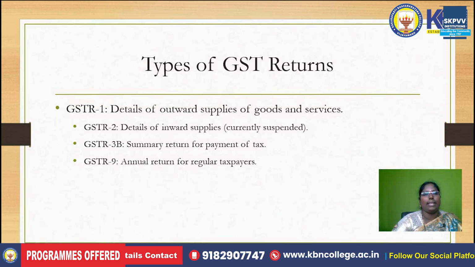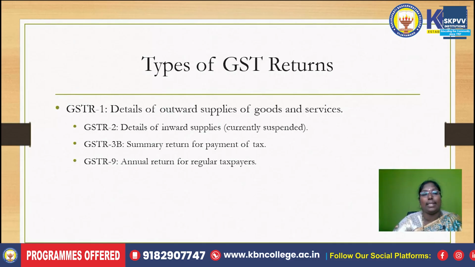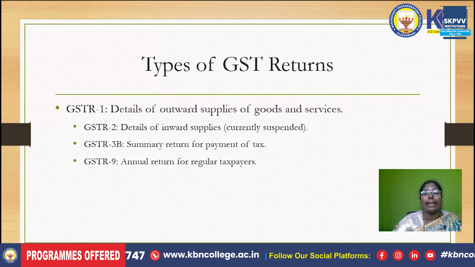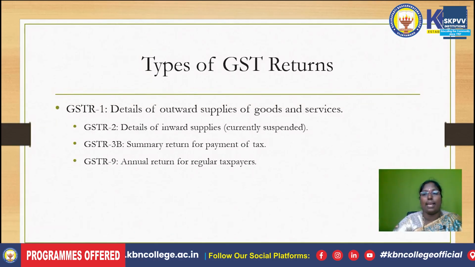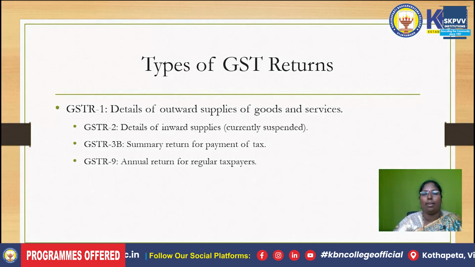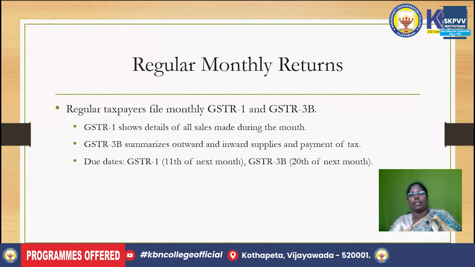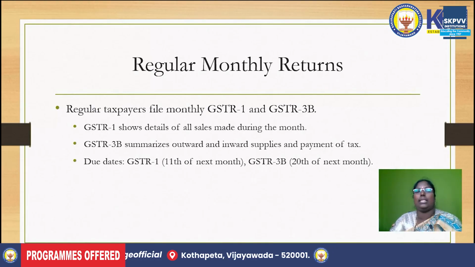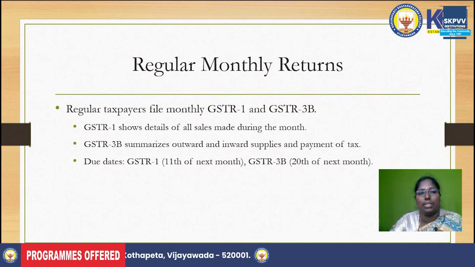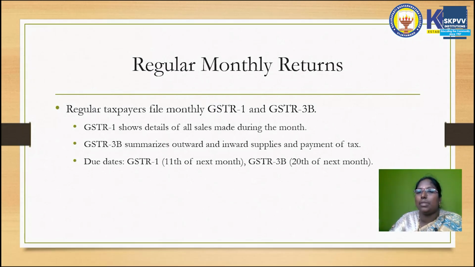These are the returns filed by a regular taxable person, such as GSTR 1, 3B or annual returns. Coming to regular and monthly returns, we already discussed the meaning of GSTR 1 and GSTR 3B. The due date of GSTR 1 is the 11th of the next month. GSTR 3B is the 20th of the next month. That is the due date of the monthly returns.